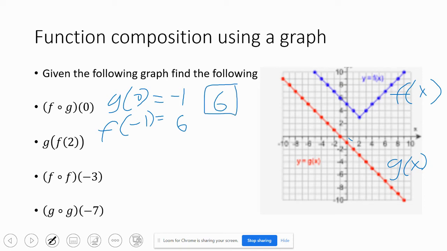And you do the same thing here. This time you put 2 in for f. So you first find f of 2. Go over to the absolute value function at 2, go up to 4. You get 4. Then you find g at 4. Once you're at 4, you go down all the way to negative 5. G at 4 is negative 5.